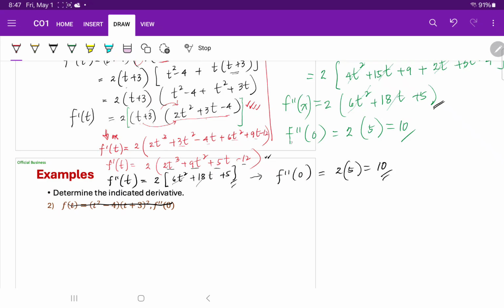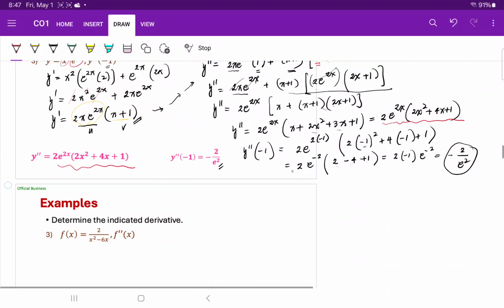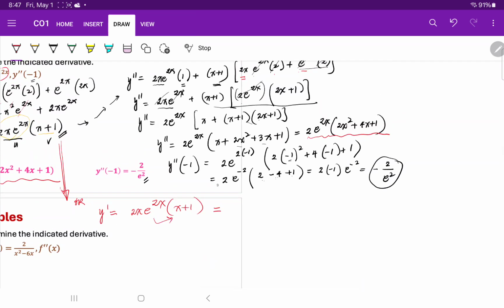The other option is to distribute or to simplify first by distributing and then finding the second derivative. So we could also do that here, with this given function. What's our other option? We're given y prime is 2x e to the 2x times x plus 1. Now look, if you distribute, you can write this as what? Distribute this one. So that gives you 2x squared e to the 2x plus 2x e to the 2x.